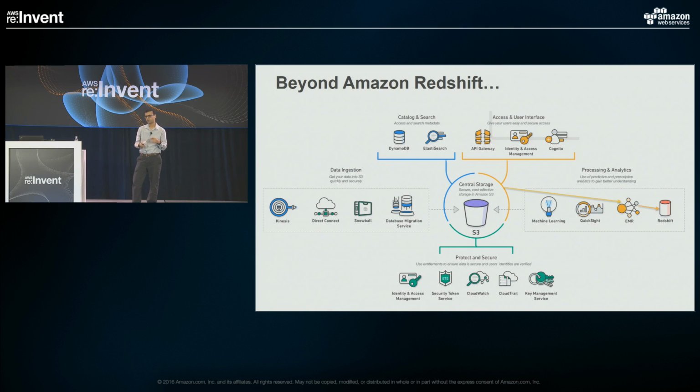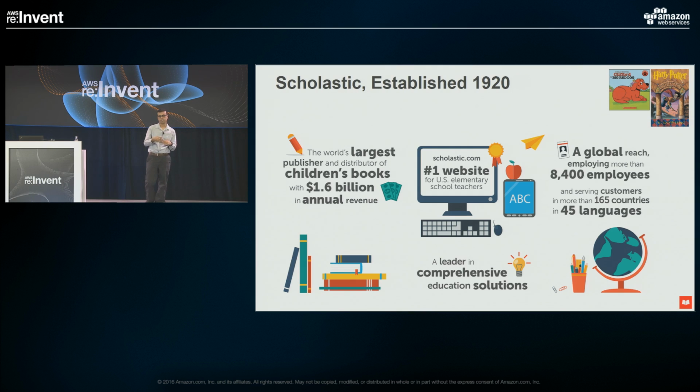One of the design patterns that we are increasingly seeing is the usage of EMR and Spark to perform ETL jobs, and then load the resulting data. So Spark has a Redshift connector that can load that data into Redshift, and you can use that for faster processing of SQL queries. So with that, I'm going to turn it over to Ali. He leads the data and analytics group at Scholastic.